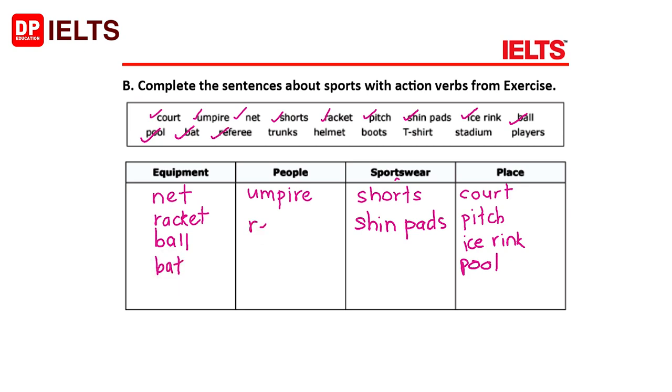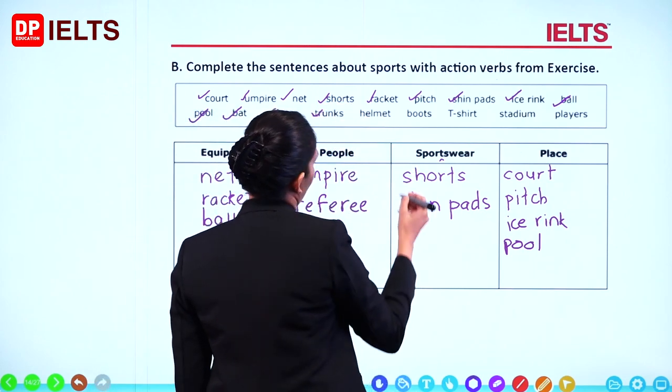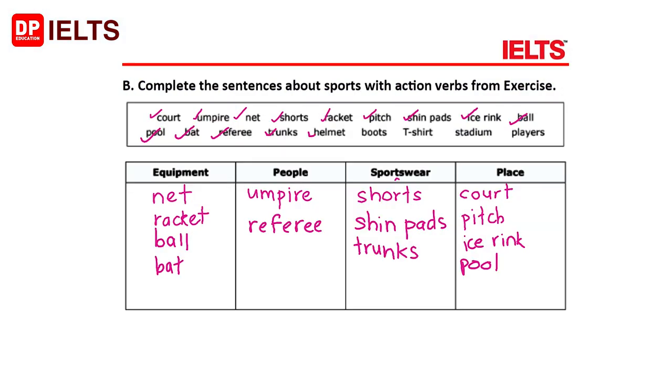Referee is also a person who gives judgments to us. Umpire is used in cricket, but you have referees in basketball matches, right? Trunks is like a pair of shorts, a boxer short. Helmet is an equipment. Boots is sportswear. T-shirt is sportswear. Stadium is a place. Players are the team that plays.